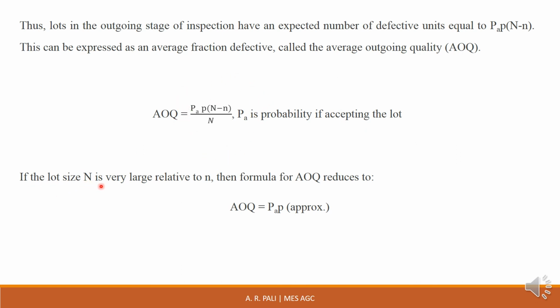So if the lot size capital N is very large relative to small n, then the formula for average outgoing quality reduces to AOQ equal to PA P approximately. So (N minus n) upon N becomes 1 if capital N, the lot size, is much greater than the sample size. So (N minus n) upon N will become 1 minus n upon capital N, and if this sample is way too small with respect to capital N, then n upon N will be approximately 0 and 1 minus 0 will be 1. So this quantity (N minus n) upon N will become 1, and the average outgoing quality will be PA P approximately.